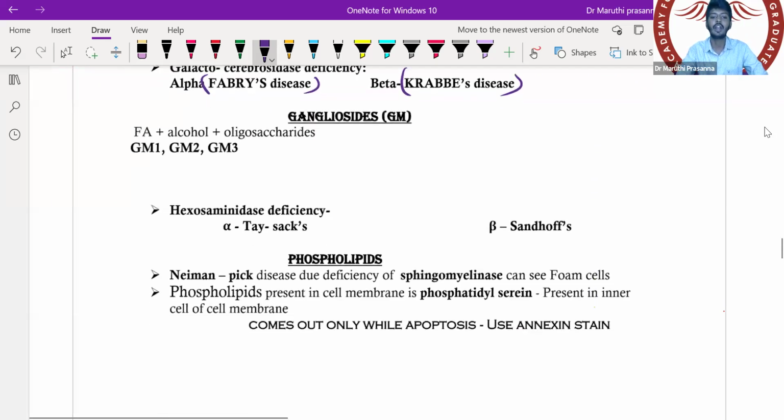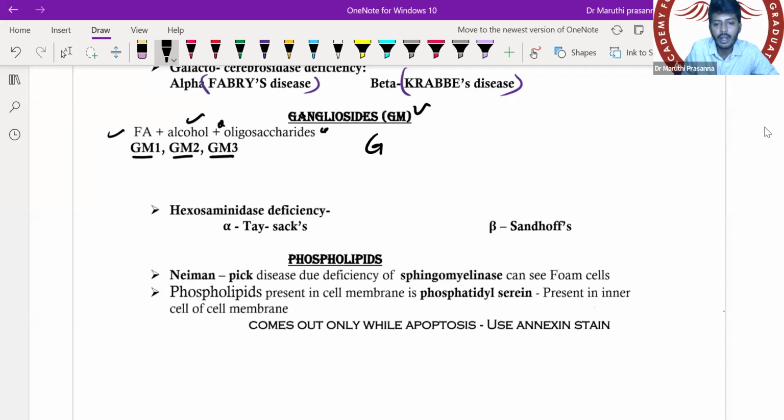So let's talk about the ganglioside. What is a ganglioside? Ganglioside is a type of glycolipid. Glycolipid means it should have fatty acid, alcohol, and carbohydrate. Here we will have a fatty acid, alcohol, and oligosaccharide. If oligosaccharide is present, we will call it a ganglioside, which is represented by the letters GM. It has types of gangliosides: GM1, GM2, GM3.